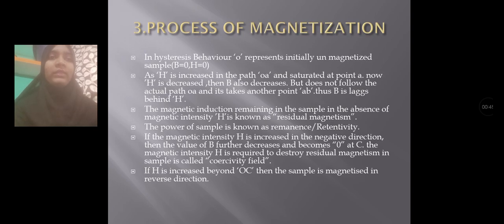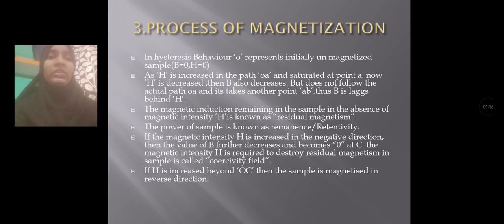Process of magnetization. In hysteresis behavior, point O represents an initially unmagnetized sample, B equals 0 and H equals 0. As H is increased along the path OA, the sample saturates at point A. Now H is decreased, then B also decreases, but does not follow the actual path OA, and it takes another path AB. Thus B lags behind H.